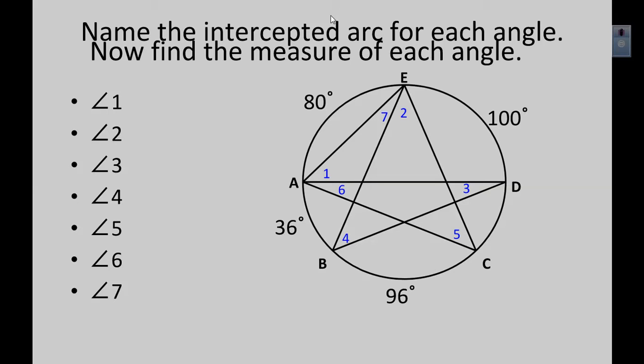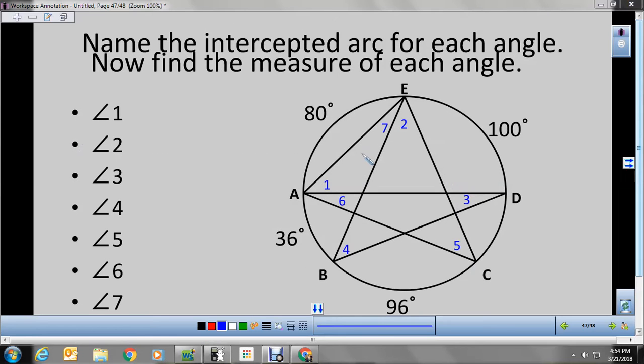Now we're going to find the measures of each of these inscribed angles. We have 80 degrees from A to E, 36 from A to B, 96 from B to C. We don't have C to D, but we know E to D is 100. So the first thing I would do is figure out the measure of arc CD. How many degrees is it? It's a complete circle, so the sum should be 360 degrees.